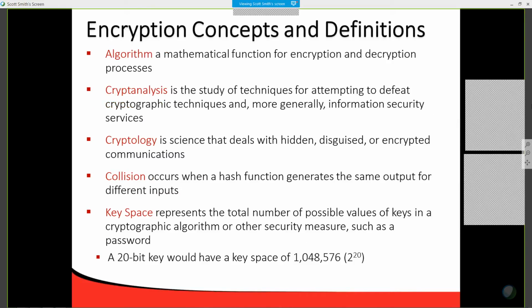The algorithm is the process which we use to do the encryption. Cryptanalysis is the study or attempt to defeat an algorithm. Cryptology is the science that deals with hiding or disguising information. Collisions, we saw that term in the CCNA security material. It occurs when a hash function generates the same output for different inputs. That would be very bad, wouldn't it? If you had different data inputs that resulted in the same hash output, that should not happen. Key space, the size of your keys, right? And in this case, size does matter.